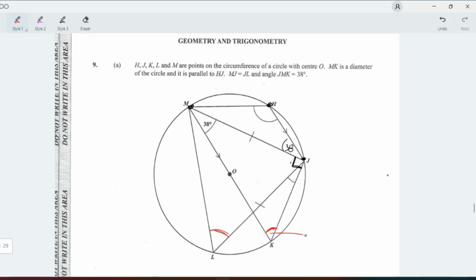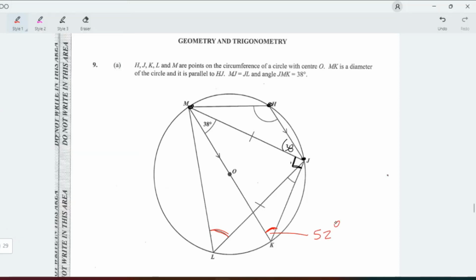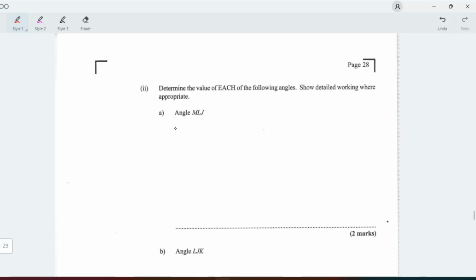So the angle down here is going to be 180 minus 90 plus 38. That's 52. This is 52. Angle subtended by the same chord, so it's also 52. That angle there is 52. So we can tell them 52 degrees, and the reason is angles subtended by the same chord are equal.